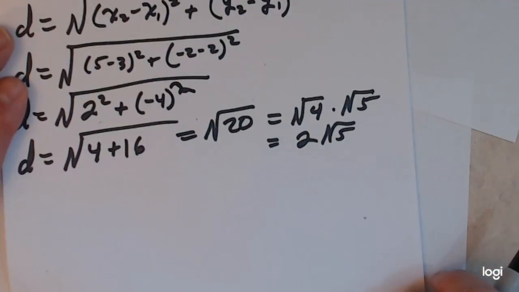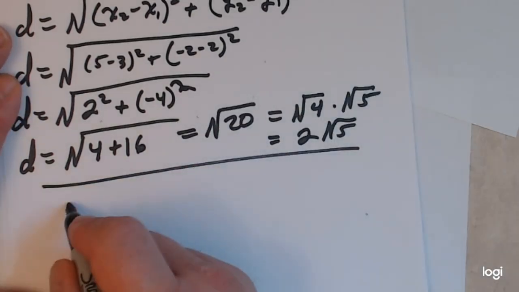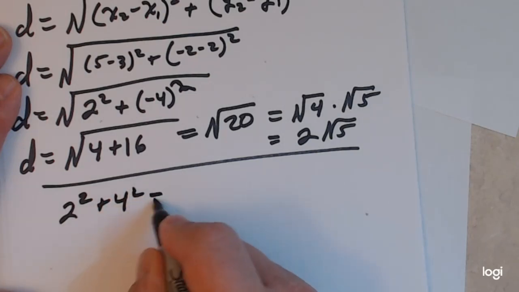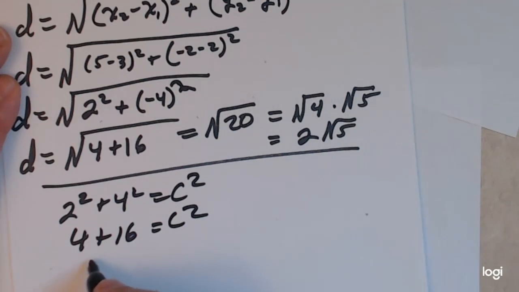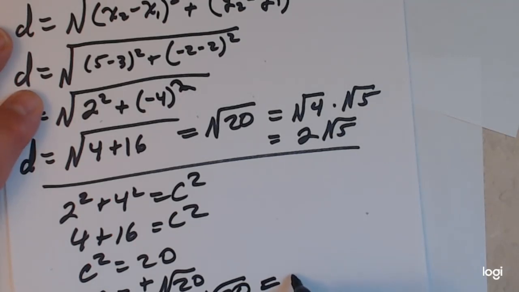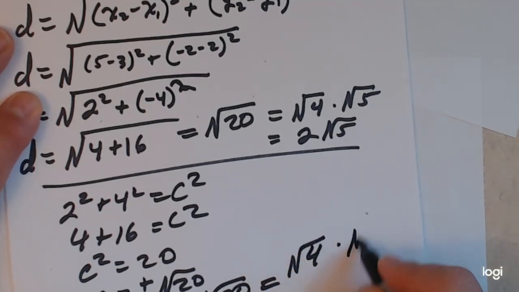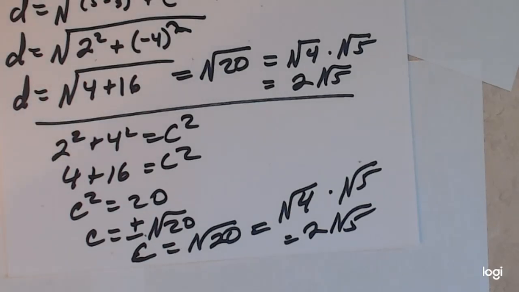Okay, so that gives us the Pythagorean theorem to use, so it'd be 2 squared plus 4 squared equals c squared. 4 plus 16 equals c squared. C squared equals 20, so c equals plus or minus square root of 20, so c equals the square root of 20, which is the square root of 4 times the square root of 5, which is equal to 2 root 5, just as we had. Okay.